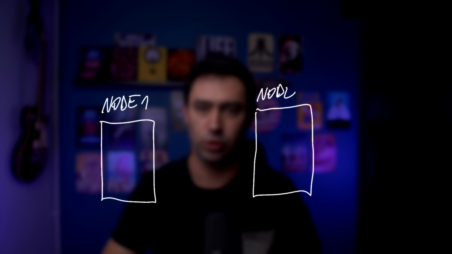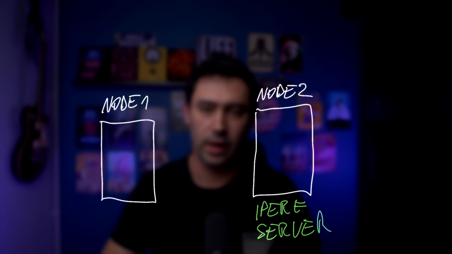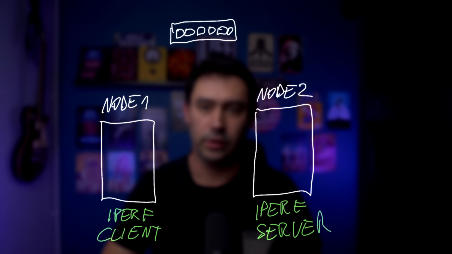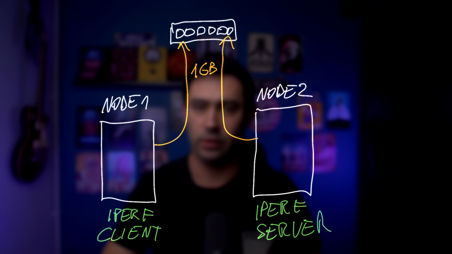Our small lab consists of 2 physical nodes. We'll use the iPerf tool to measure network throughput. Node 2 is running iPerf server and node 1 is running iPerf client. Nodes are connected to the same 1 GB switch. We'll be checking how packet loss and delay affects throughput for TCP Reno and TCP Cubic.